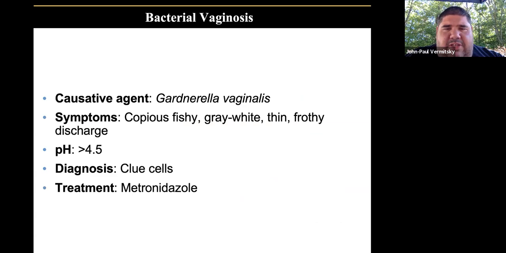Okay, bacterial vaginosis. This is caused by Gardnerella vaginalis. Symptoms for BV will include copious, fishy, gray, white, thin, frothy discharge. You usually see an elevated pH in the vaginal tract. Normal vaginal tract is somewhere between 4 and 4.5. This is a parasitic infection and needs to be treated as such, and they typically will use metronidazole.